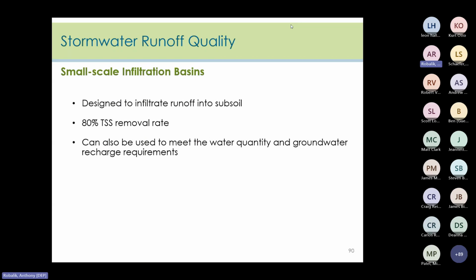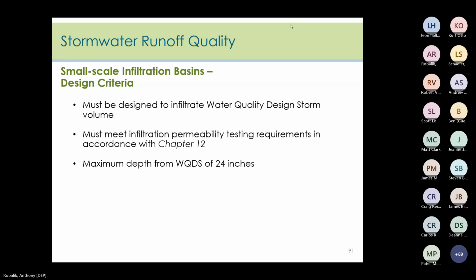So small scale infiltration basins are a pretty common BMP for water quality. Small scale infiltration basins achieve the 80% TSS removal rate and may also be used to meet the stormwater quantity and groundwater recharge requirements. Under the current rules, only the volume generated by the water quality design storm may be infiltrated unless specific cases allow for the infiltration of larger storm events, as we previously noted.